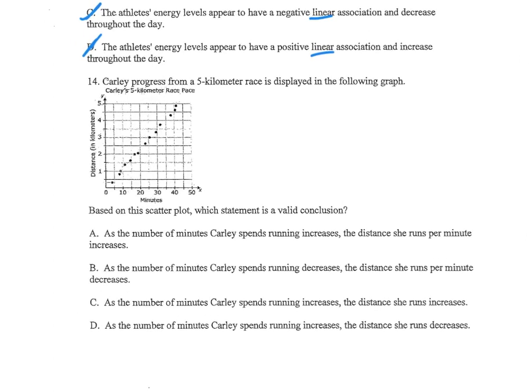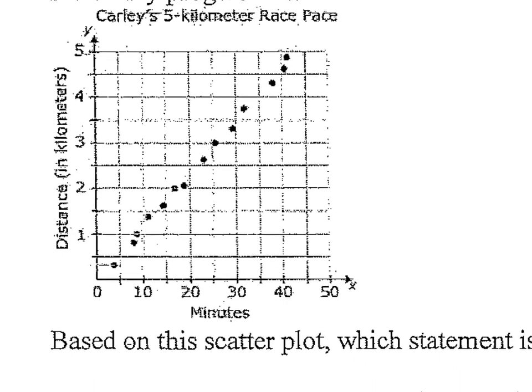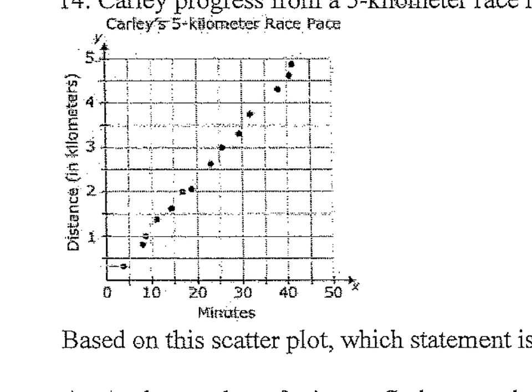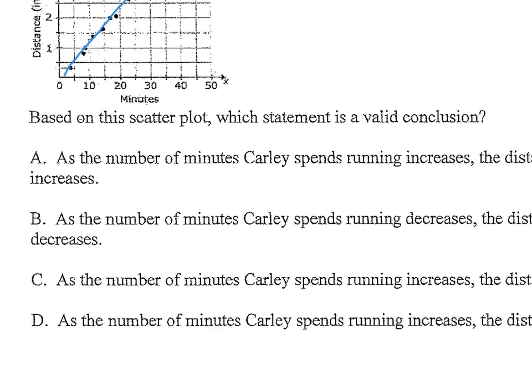Final one. Carly's progress from a 5-kilometer race is displayed in the following graph. Based on the scatter plot, which statement is a valid conclusion? I'm going to draw my own conclusion first before I even bother reading those. All right, so the distance, well, it looks like as time goes by, she goes farther in the race. Duh. All right, so let's go ahead and read these.